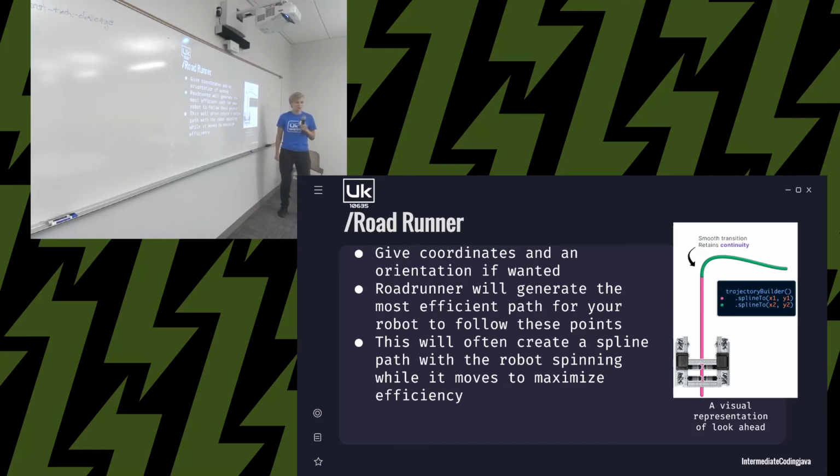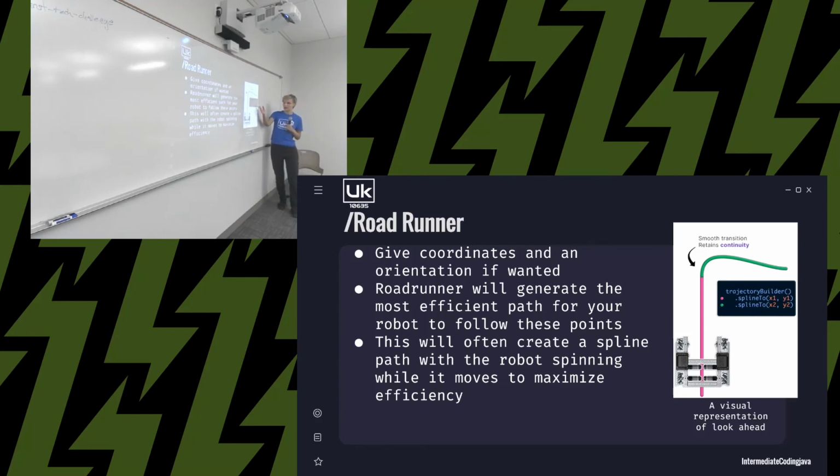Roadrunner is also another system for localization of the robot. So you still plug in coordinates, and you can also plug in an orientation of the robot if you want. What Roadrunner does is generate the most efficient path for your robot to move to a certain point. So it often has the robot move in splines while spinning in circles to move there. Here you can see one of the paths Roadrunner would generate, and it has this smooth curve that retains continuity of the robot's motion, maximizing efficiency.